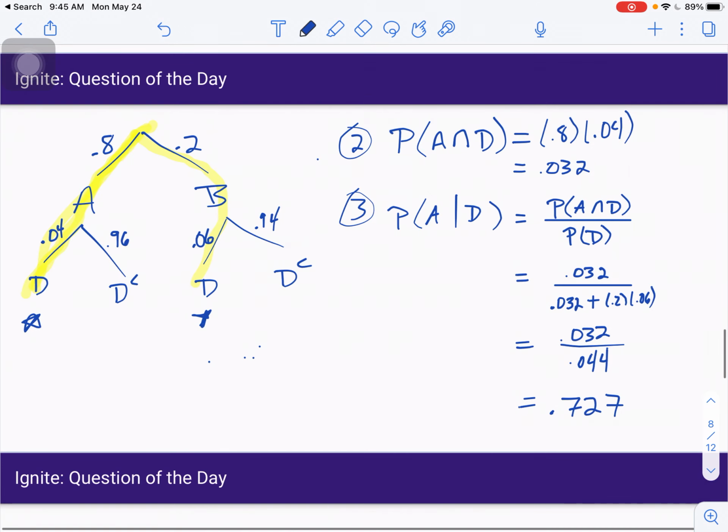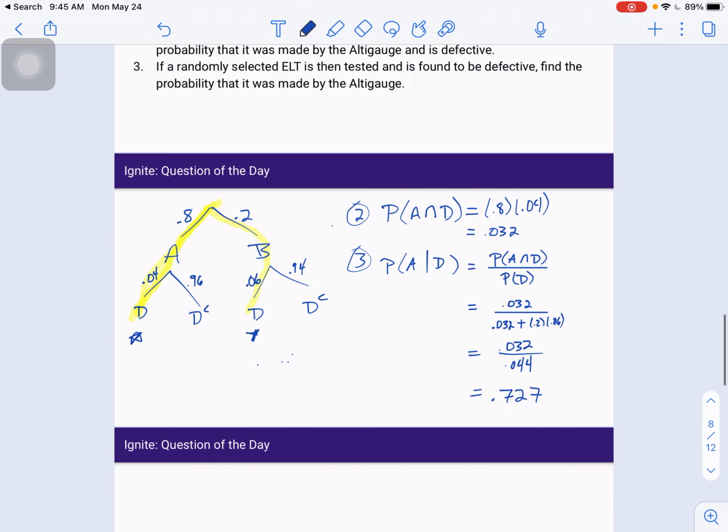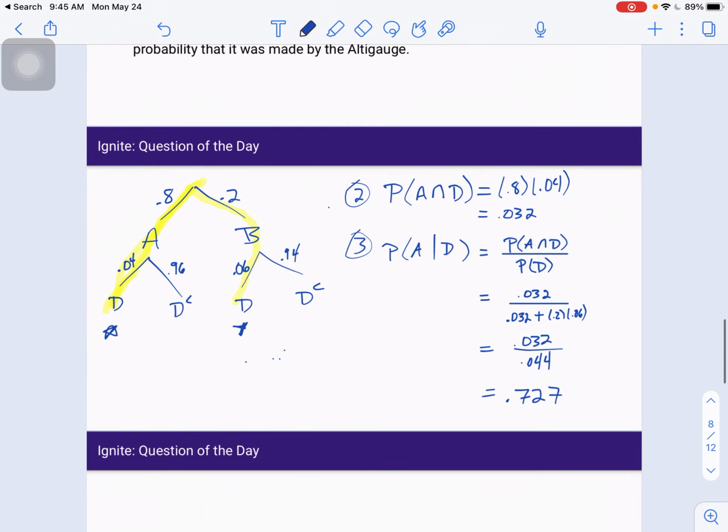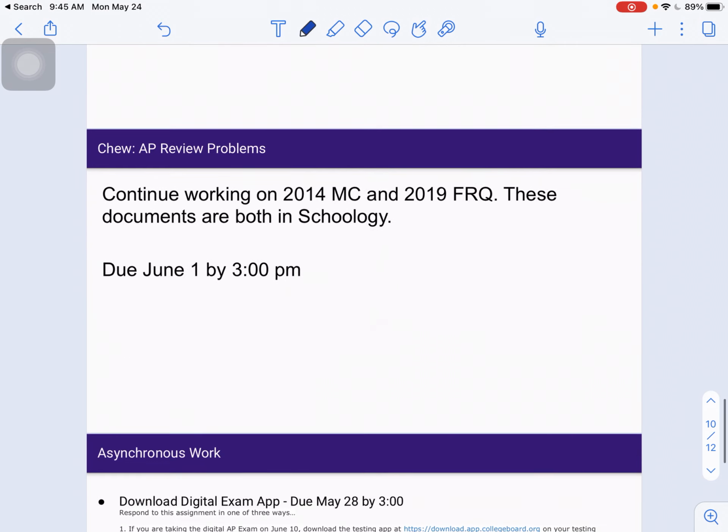So even though AltiGauge has a smaller defect rate, they own a lot more of the market share. That tells me that if I do find a defective one, more likely than not, it's going to have come from AltiGauge. Okay, so that is just a little bit of review about probability. These tree diagrams, remember, are really helpful, especially when you're dealing with conditional probabilities like we were in number 3. Make sure that you have your answer corrected. Get that submitted to Schoology, please.